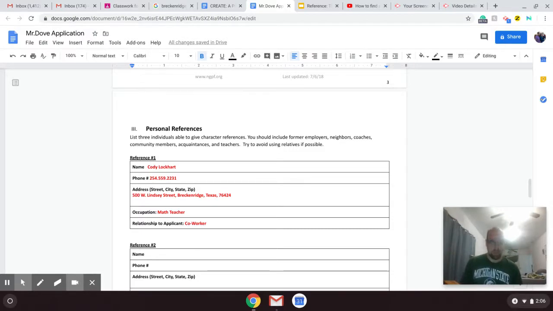But you could put me as a reference on here just for the time being. I put Mr. Lockhart. I put his contact information. I put he's a math teacher and that he's my coworker. I put Mr. Lockhart because I know that he would give me a reference because he's seen me work inside his classroom and he knows. I believe he would give me a good reference. He would say yes, Mr. Dove's a great teacher, and you'd be lucky to have him. And that's what you're looking for somebody to say.